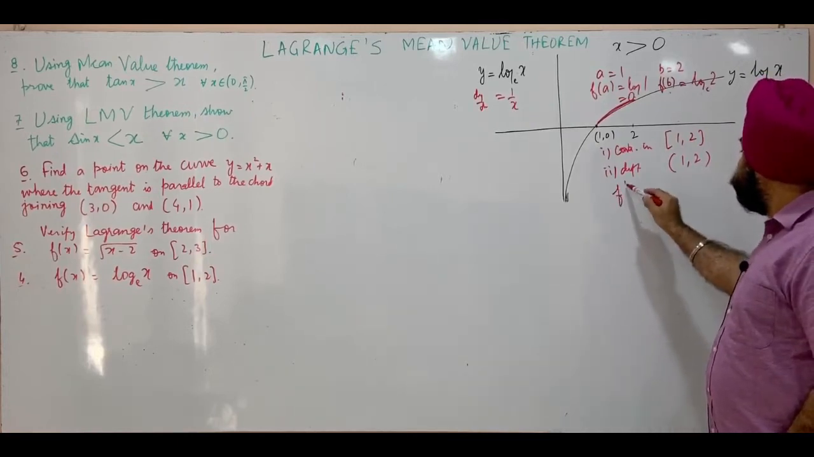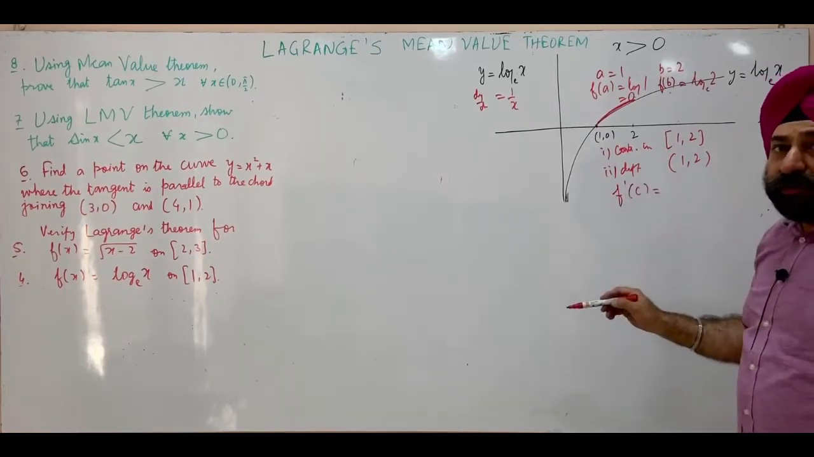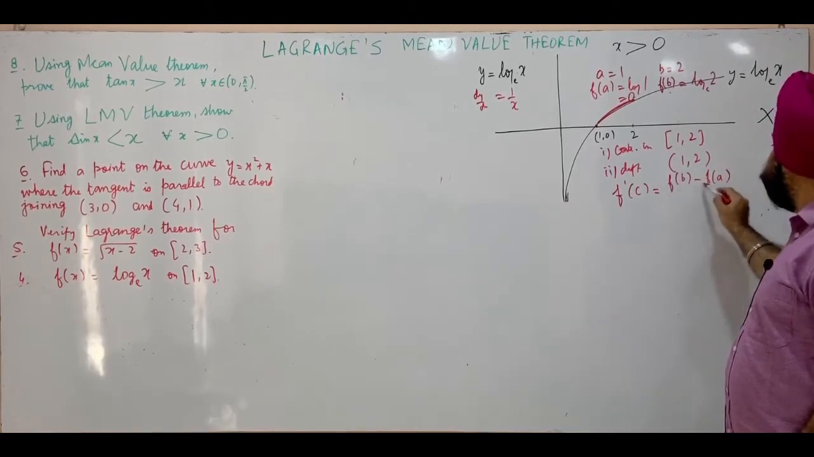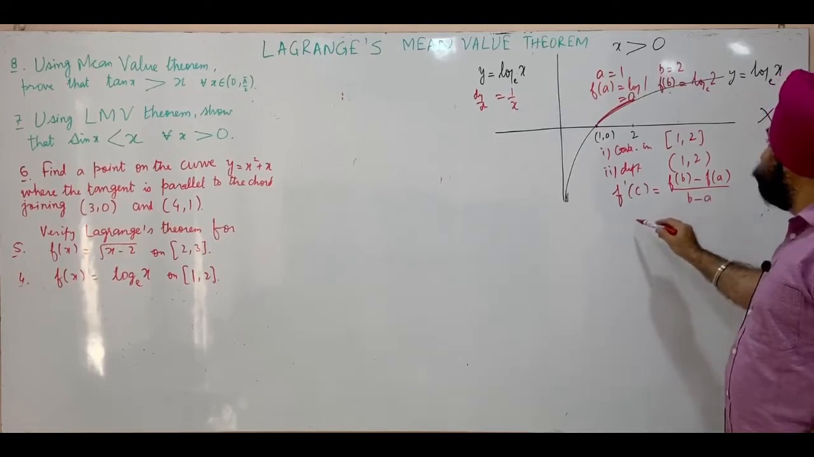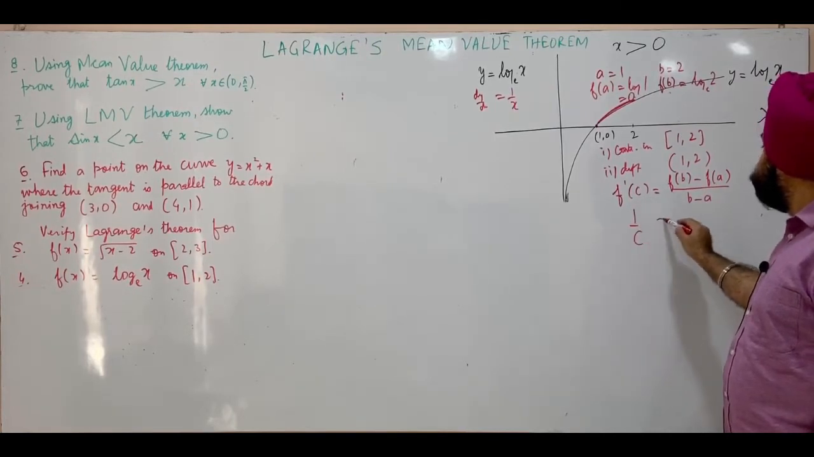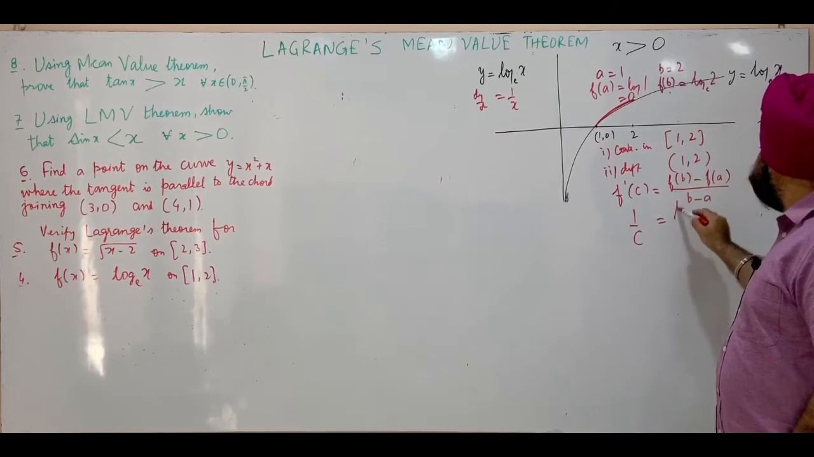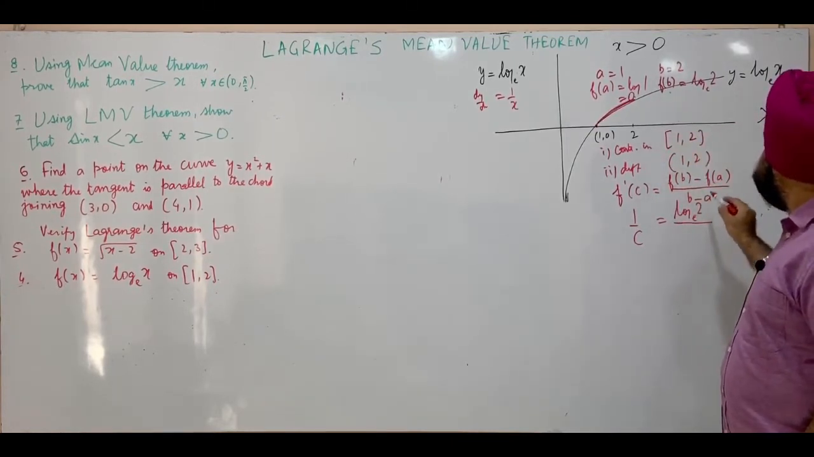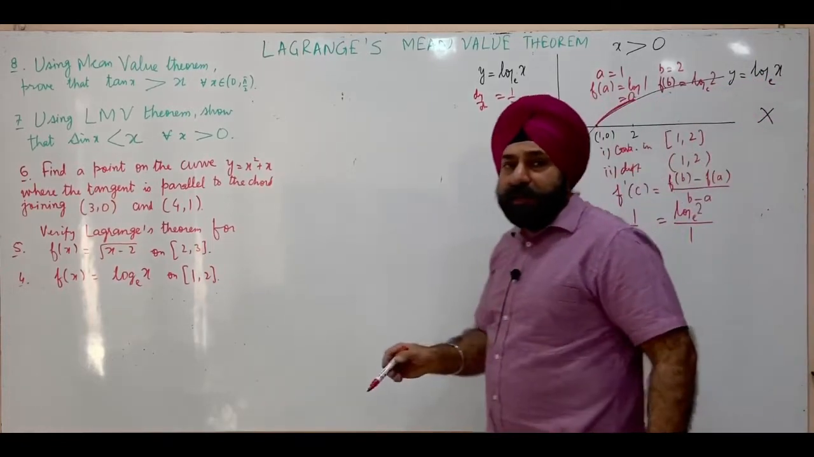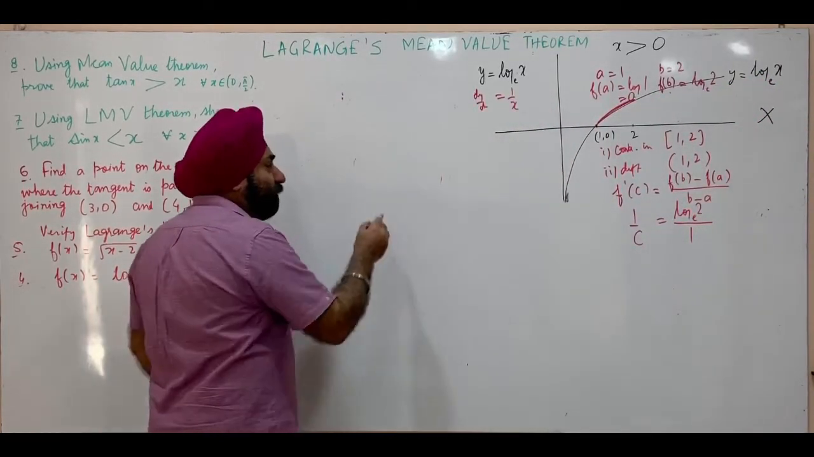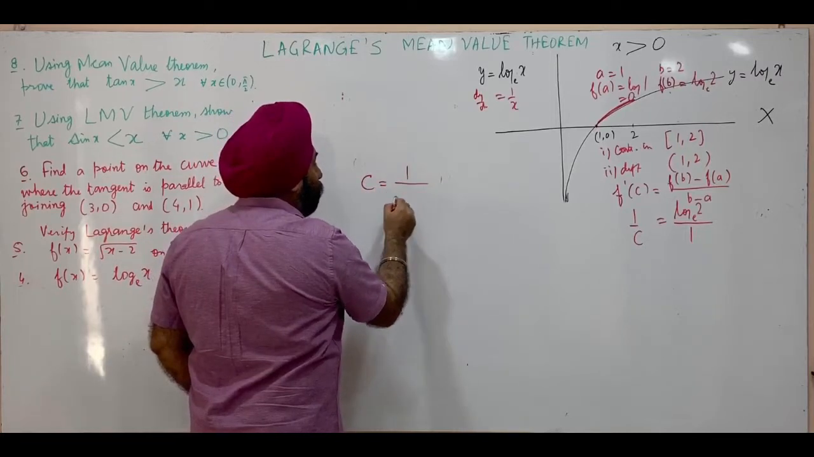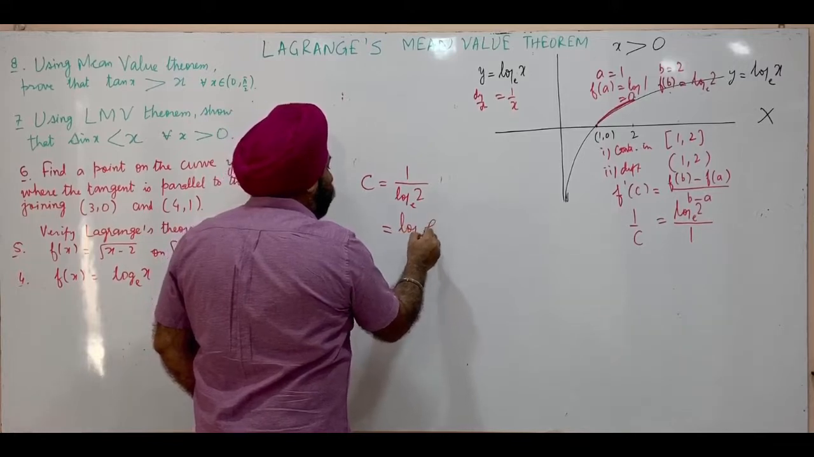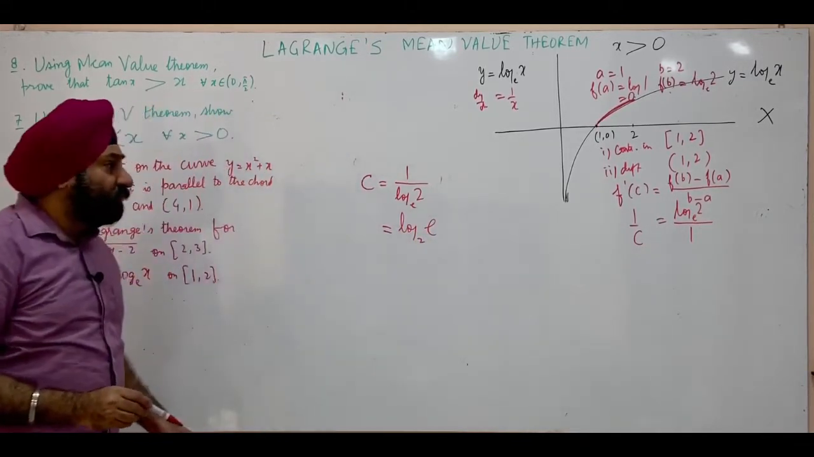Therefore Lagrange's theorem is applicable to the function, according to which f dash of c is f of b minus f of a upon b minus a. f dash of c means 1 by c. f of b is log of 2 to the base c, f of a is 0, and b minus a is 1. This gets us the value of c: 1 by c is equal to this, or c is 1 by log of 2 to the base c. This can be written as log of e to the base 2, this value of c.